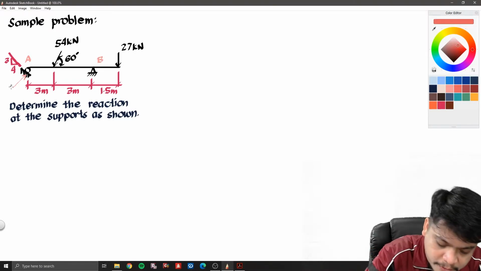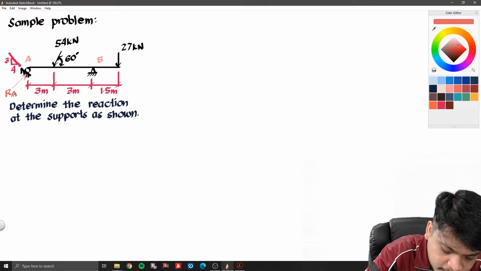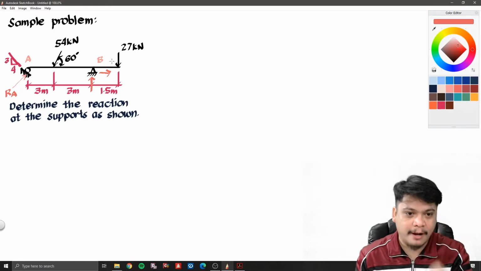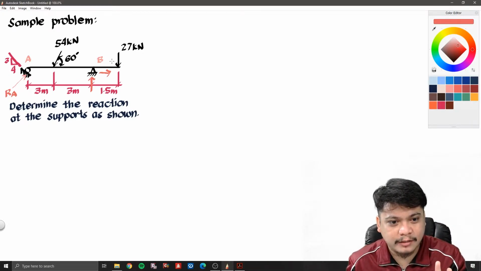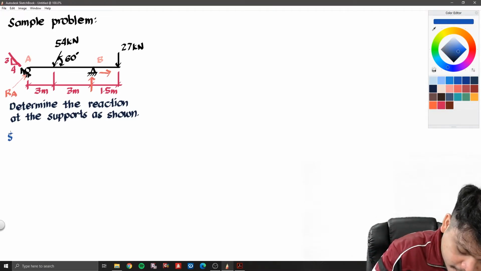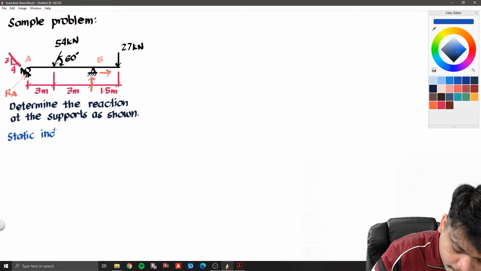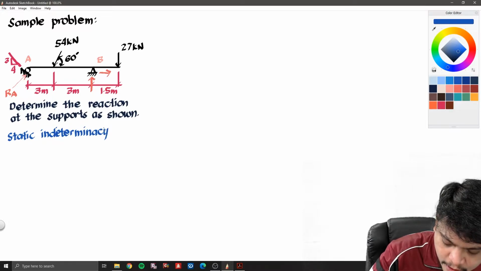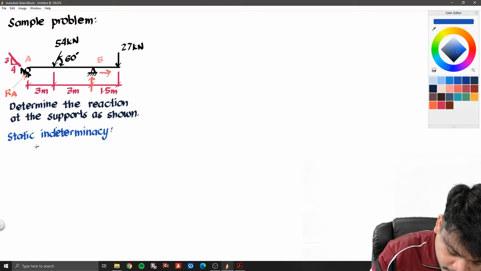Okay, so we will be having here, I will call this the RA. And then dito meron akong dalawa. So I have here the RAY, and then I have here the RAX. Okay, so dalawa. So meron akong tatlong unknowns. So let's put static indeterminacy. Okay, so for the static indeterminacy, we will be having here three unknowns.